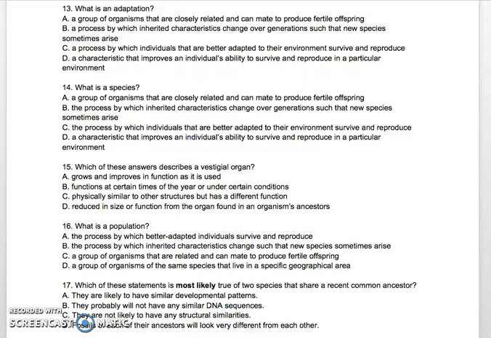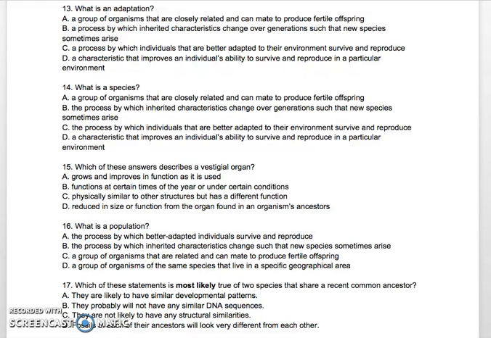Number 15. Which of these answers describes a vestigial organ? A. Grows and improves in function as it is used. B. Functions at certain times of the year and/or under certain conditions. C. Physically similar to other structures but has a different function. D. Reduced in size or function from the organ found in an organism's ancestors.